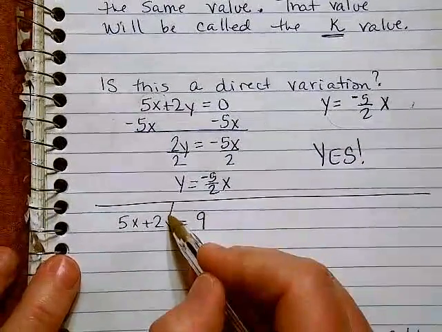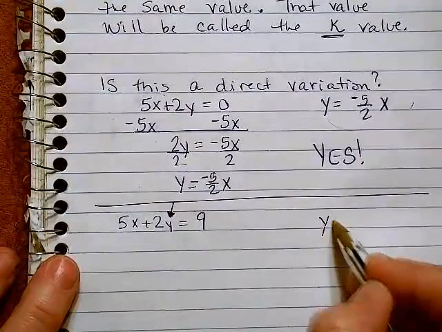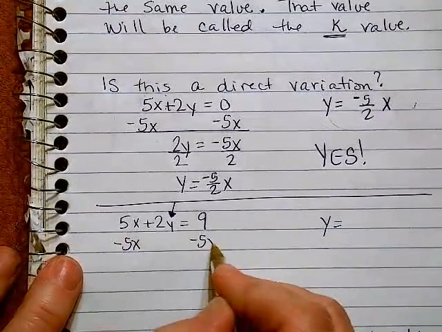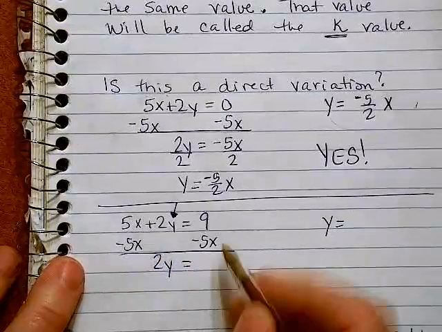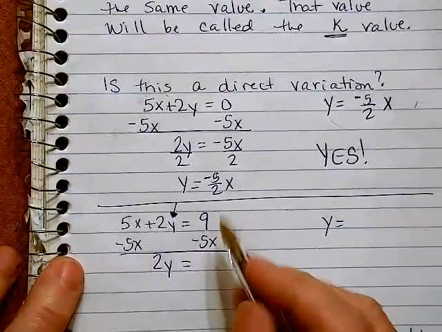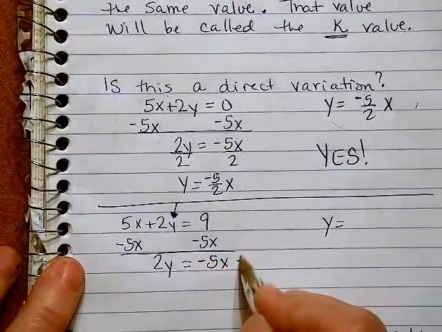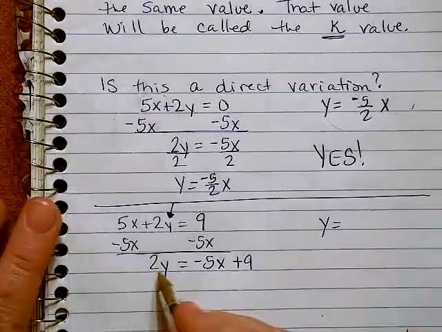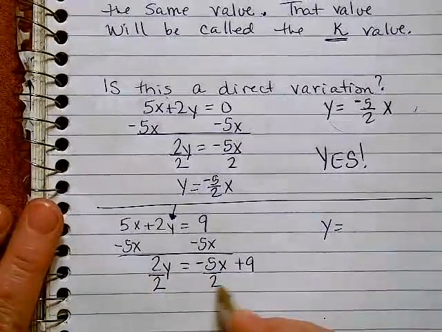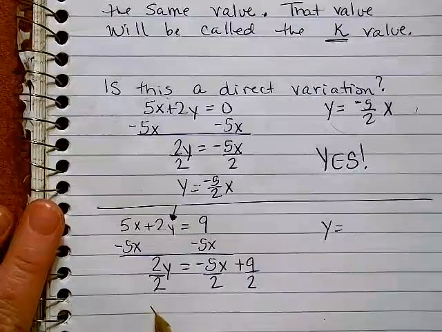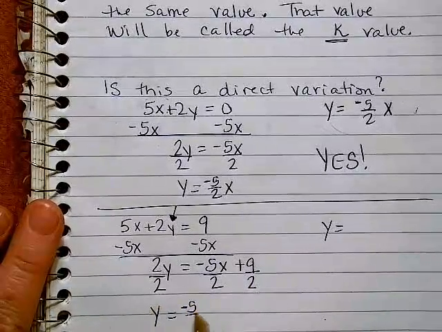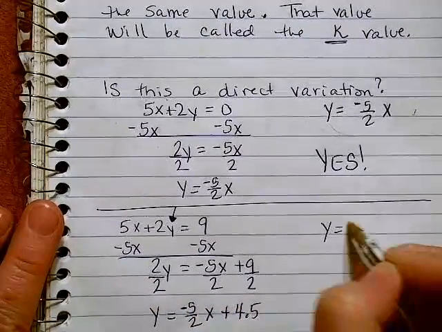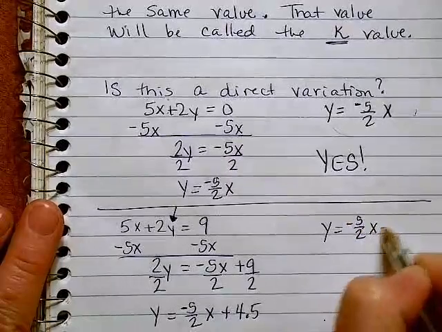Well, let's look at the next one. You're going to have to isolate the y, so we want to rearrange it so it says y equals. I'm going to subtract 5x from each side. Now, you really can't subtract 5x from 9 because 9 doesn't have an x on it, so you're just going to write negative 5x plus 9. You're not really solving, you're rearranging here. Divide every single item by 2, and we end up with y equals negative 5 over 2x plus 4.5.